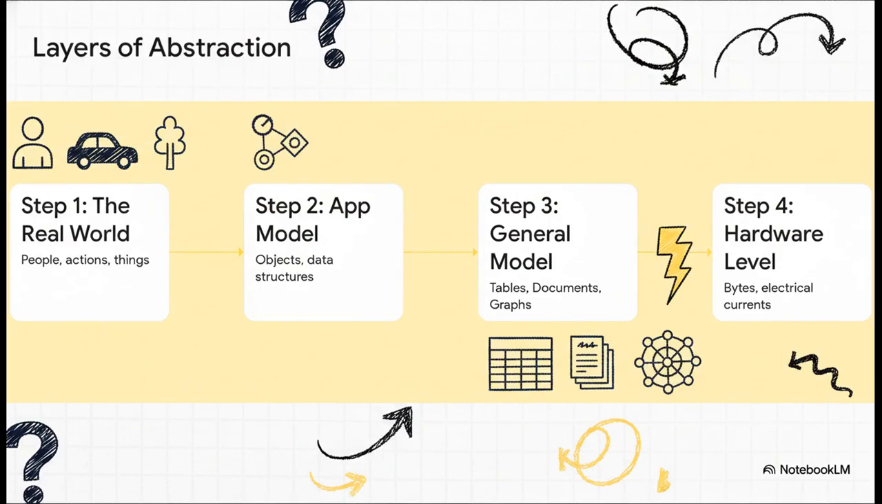So how do we get from messy, everyday reality all the way down to electrical currents on a chip? Well, it's not one giant leap. It happens in layers. We start with the real world, we model it in our applications with objects and data structures, and then, and this is the crucial part, we have to translate that model into a general-purpose data model. That third layer right there, the one with tables, documents, and graphs, that's the battlefield. That's where the great data debate is happening right now.